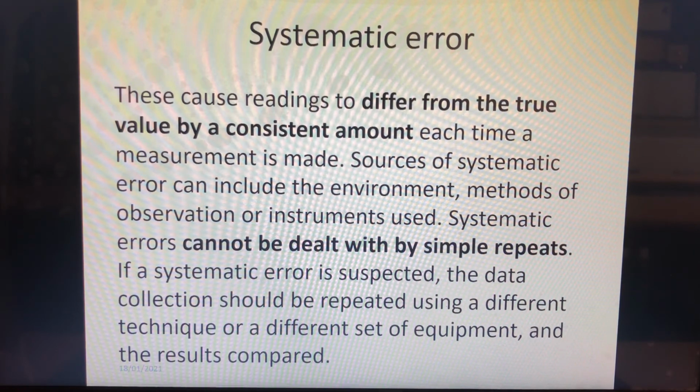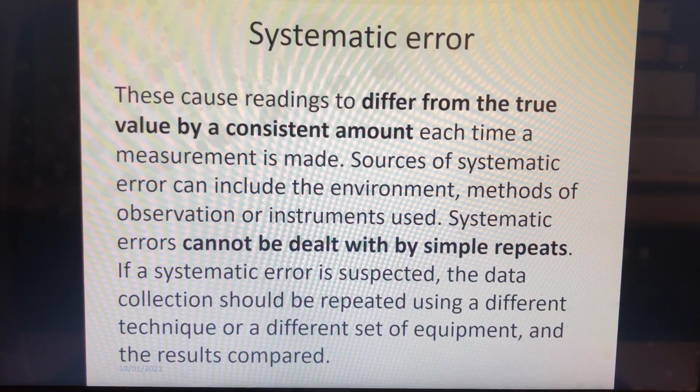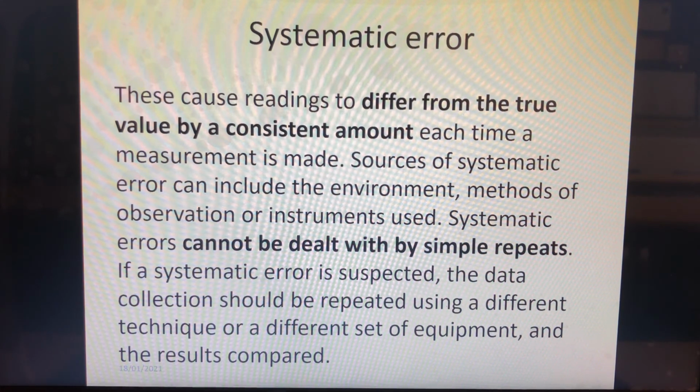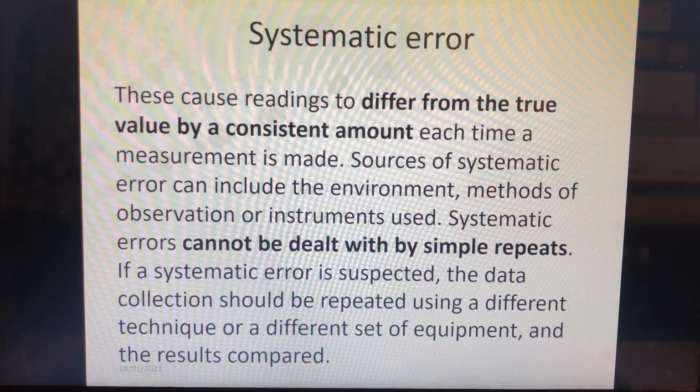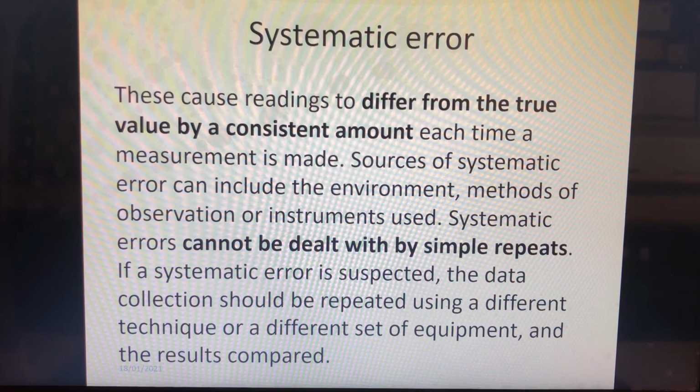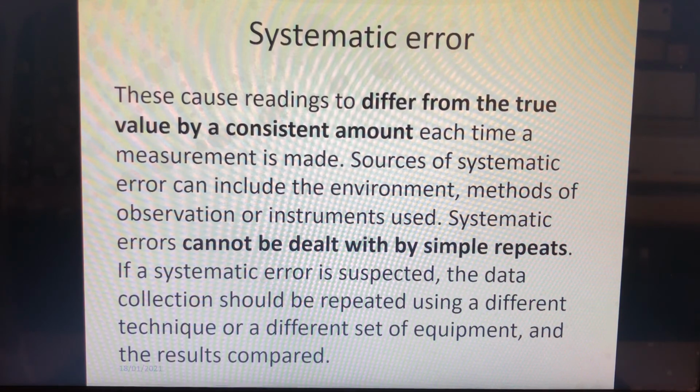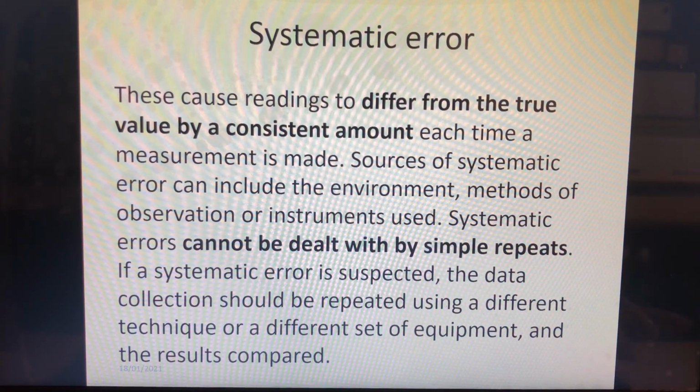Systematic error, where the readings differ from the true value by consistent amounts. So it's always giving a wrong answer by, say, 0.5. And that could be that there is an external factor. Go back to our boiling water: the water is being heated, but some of the heat from the flame is going to the atmosphere, so systematically we're losing the same amount of heat to the atmosphere. So that would be a systematic error. Okay, pause if you need to.